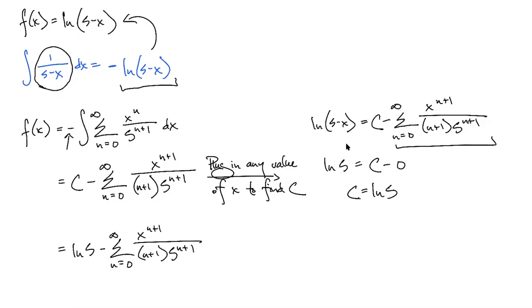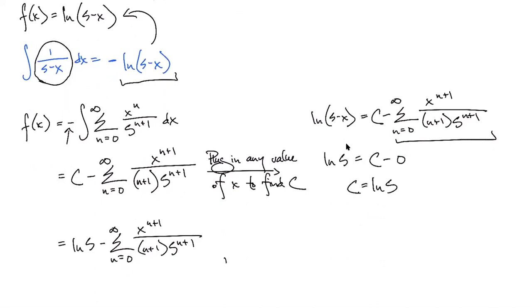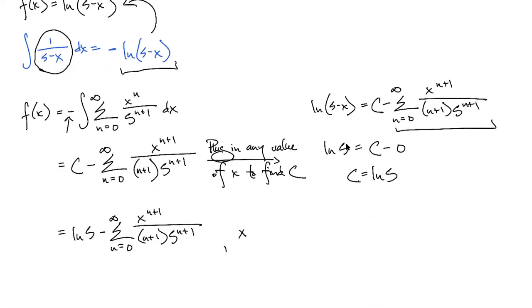And in this case, what was our radius of convergence when we found this earlier? X over 5. Yeah, x over 5 is what was less than 1, but that means that x has to be less than 5. Okay. So 5 would be our radius of convergence. X is less than 5 would give us our interval of convergence. Okay.